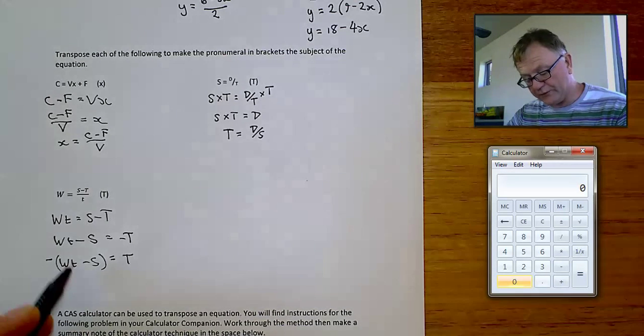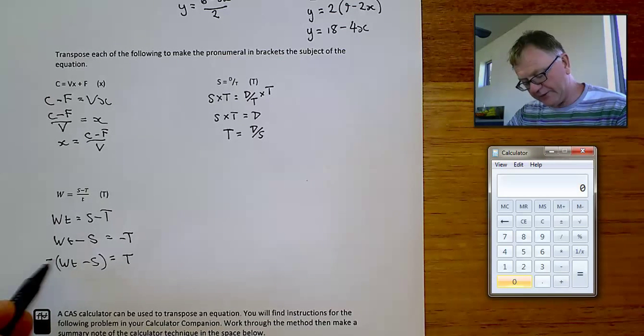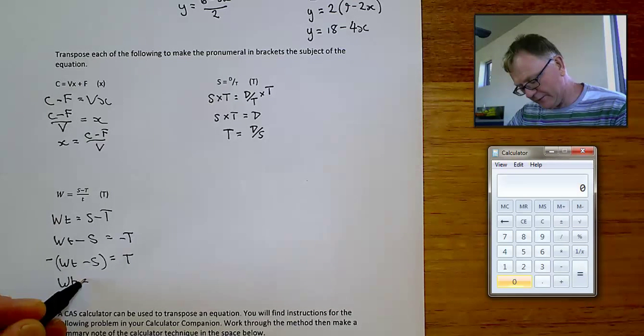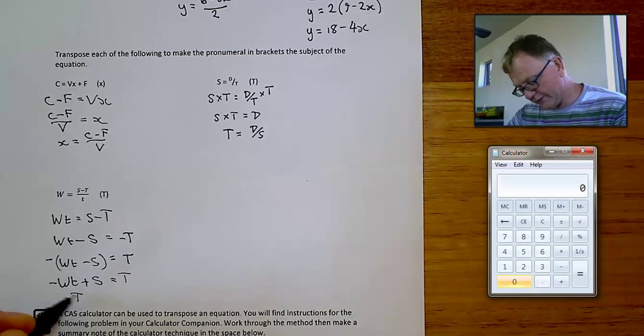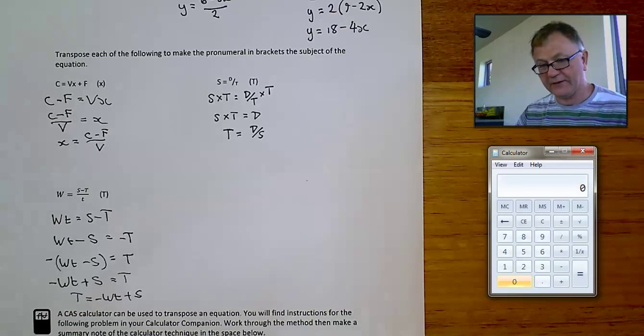Or you can multiply everything through by minus, everything inside the bracket, means this becomes minus, and here we've got minus minus s, which becomes a plus. So we'll have negative wt plus s equals T, or writing it the other way around. There you go, that was a tricky one.